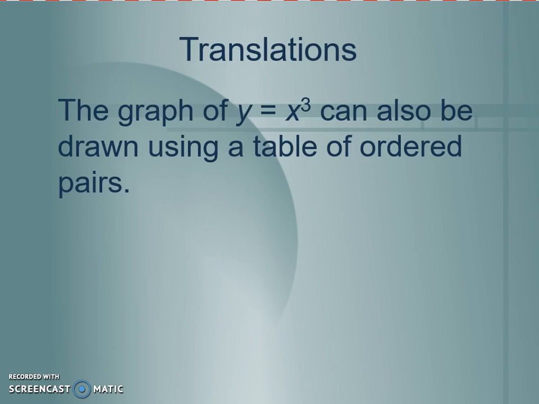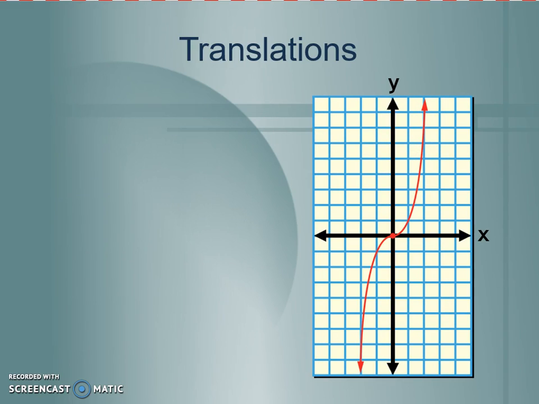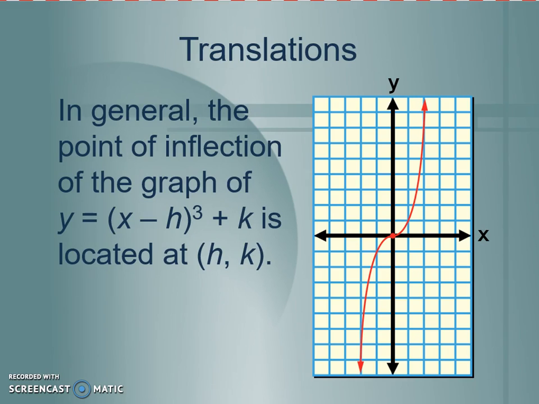So the graph of y equals x to the third can also be drawn using a table of ordered pairs. The point of inflection of this graph is at (0, 0). You will see that in just a second. So we are on page 347, kind of in the middle of the page. And we have, in general, the point of inflection of the graph of y equals the quantity x minus h cubed plus k is located at (h, k), similar to the power function that we looked at just before this.